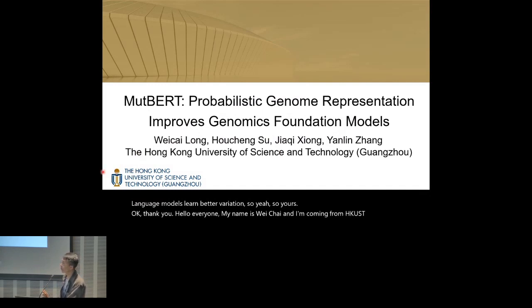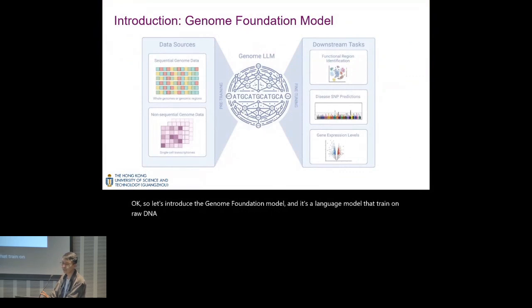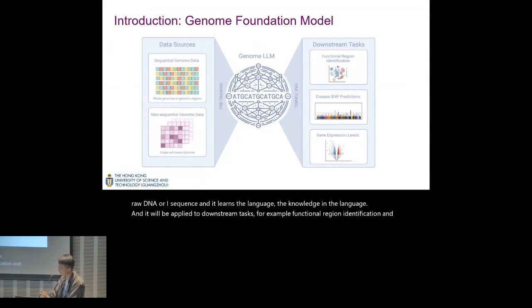I'm very honored to present our work MutBERT: Probabilistic Genome Representation Improves Genomics Foundation Models. Let's introduce the genome foundation model. It's a language model that is trained on raw DNA or RNA sequences, and it learns the knowledge in the genome language. It will then be applied to downstream tasks, for example, functional region identification and disease SNP prediction.